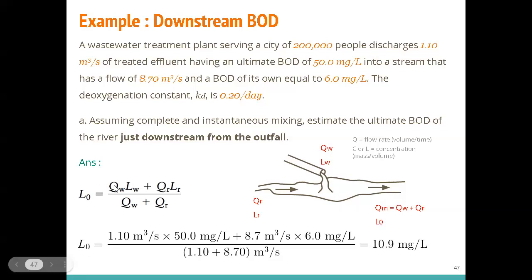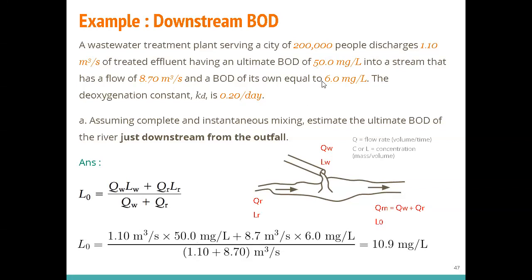So we have wastewater, we have the river, and we have the mixture, right? So the mixture is L0 times the total volume flow rate. If you put that over to the left-hand side, the mixture on the left-hand side, the total volume flow rate should be the volume flow rate from the stream and from the sewage. So add them together, from the river and from the wastewater. Then you can put everything back. For the wastewater, the volume flow rate is 1.1, given by the question, and 50 for the ultimate biochemical oxygen demand.